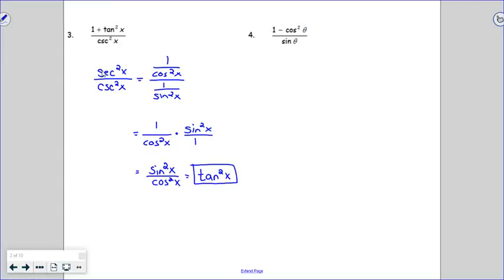On number 4, I would first replace the numerator with our trig identity. 1 minus cosine squared is sine squared. That allows me to cross off one of our sines in the top and bottom, leaving me with a sine of x in the top.